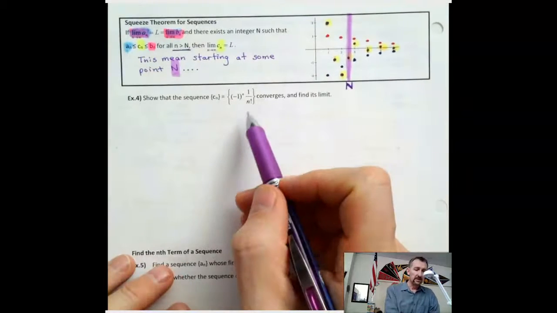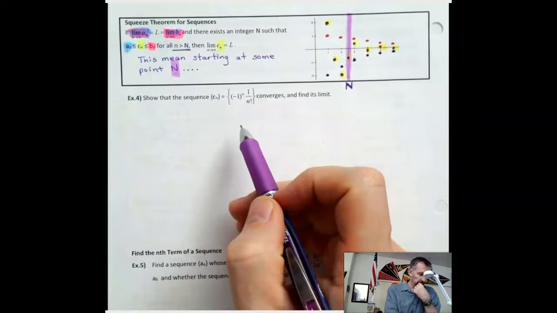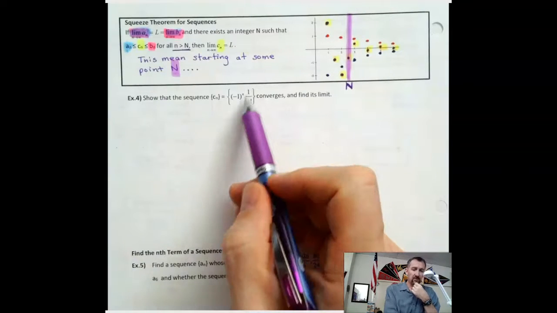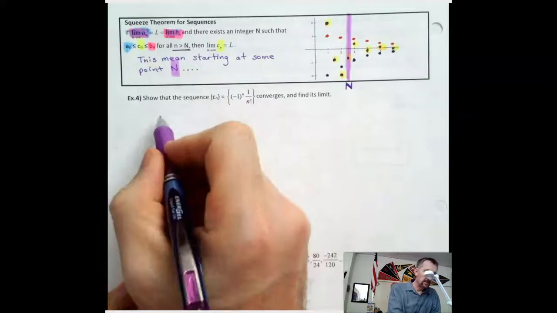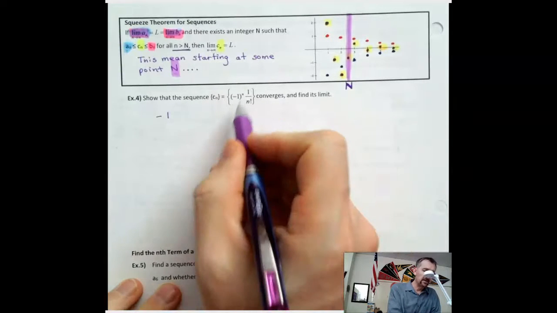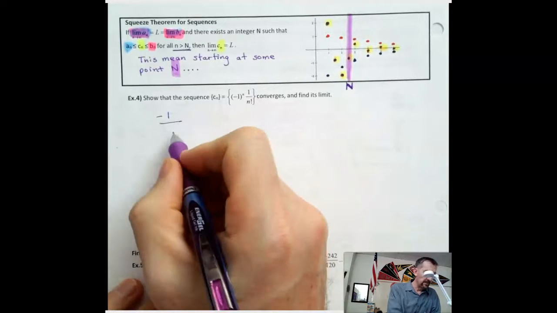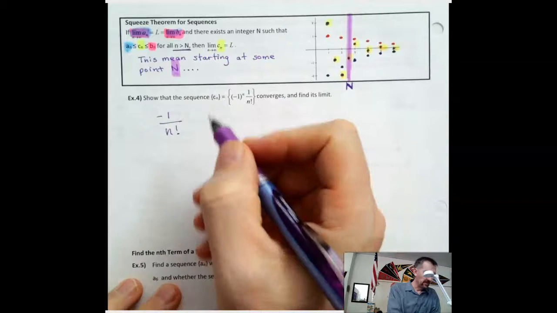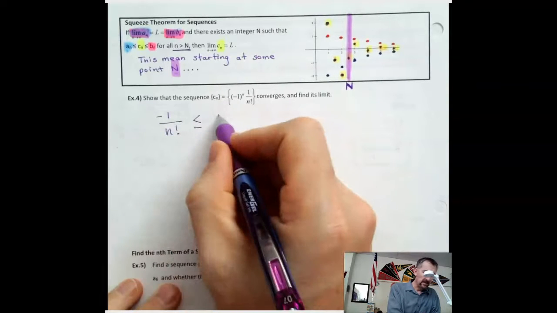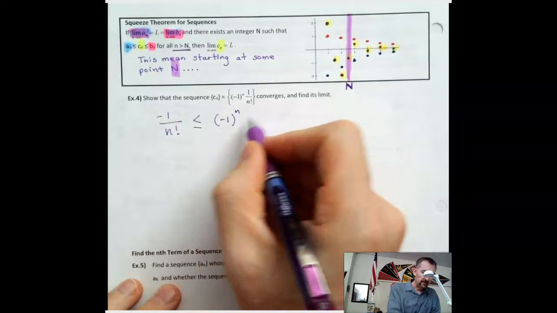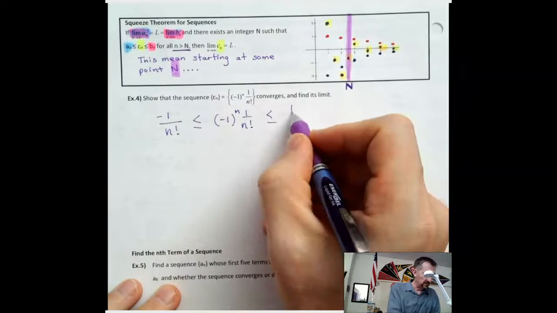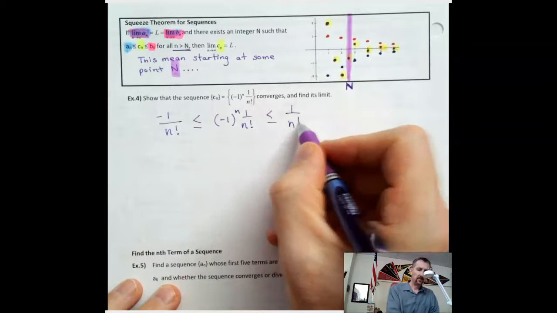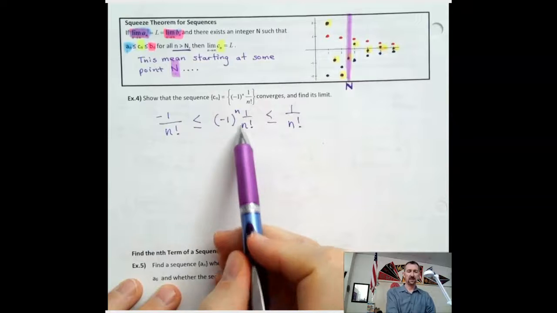So if we look at this, this should be oscillating back and forth. So if we think about it, if we take -1 over this, then this should always be in between these two things, which is just the positive and negative version of that.